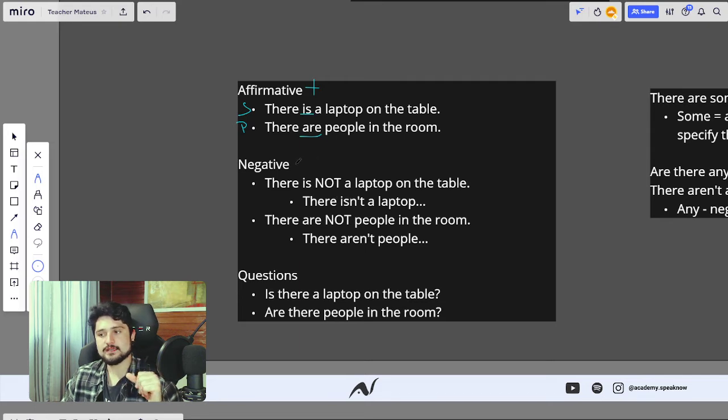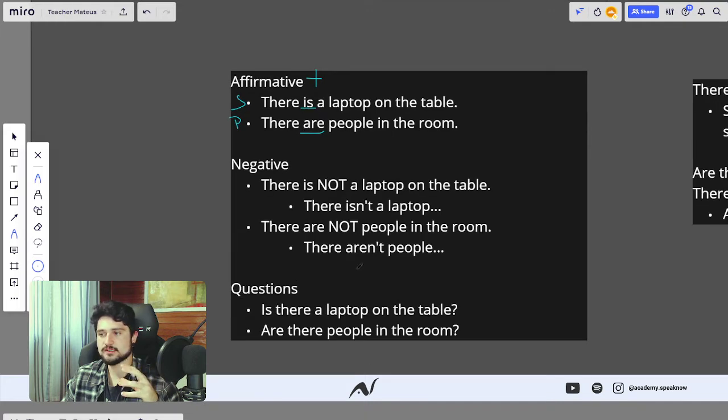When I want to say the negative, I could simply say, modifying the sentences that we had previously, there is not a laptop on the table. In the contraction, there isn't. There is not, there isn't. There are not people in the room. This is the negative of the plural. In the contraction, we would say there aren't people.